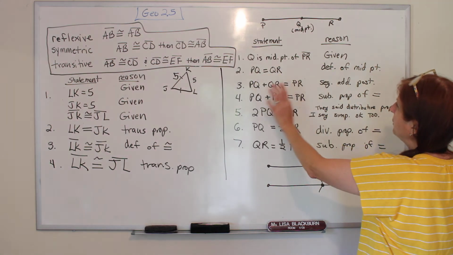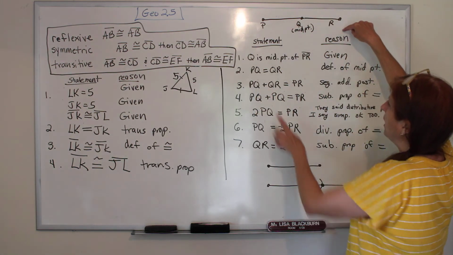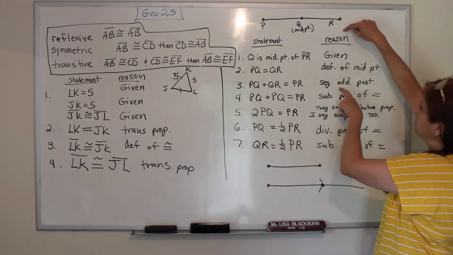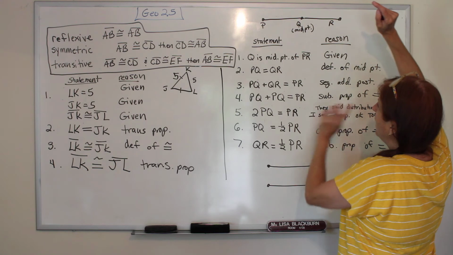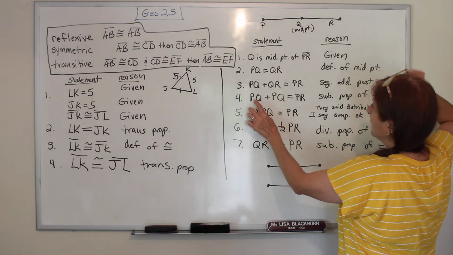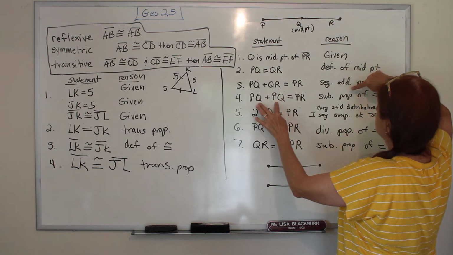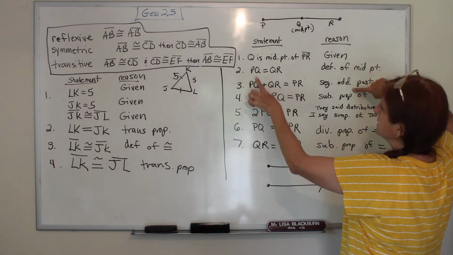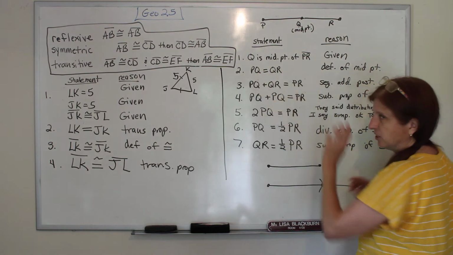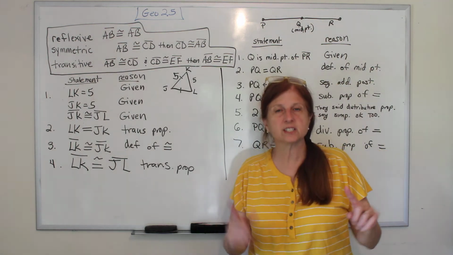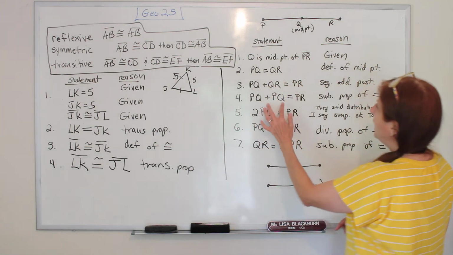Now we can say that PQ plus QR equals PR, and we're allowed to say that by the segment addition postulate. You're allowed to add up segments that are next to each other. Then we could say that PQ plus PQ equals PR by substitution, because we said that QR equals PQ, we can substitute it in. But if we do, we should sing the song first. Substitute. Okay, now we're ready.